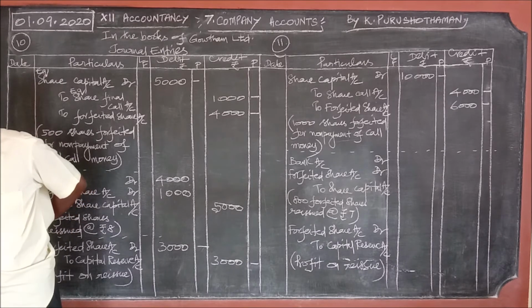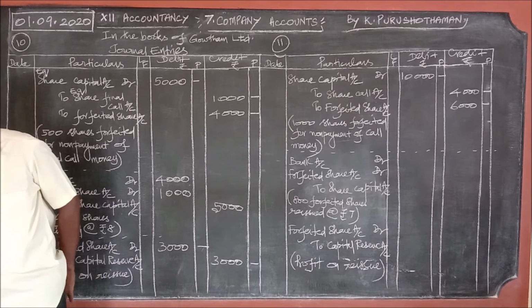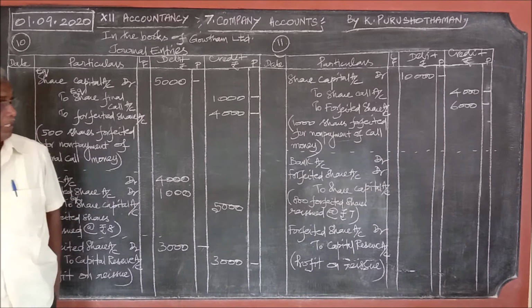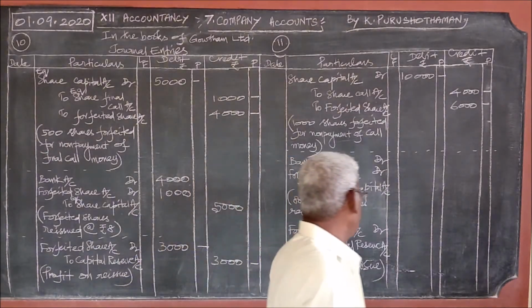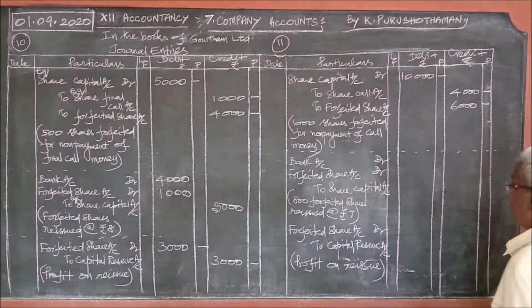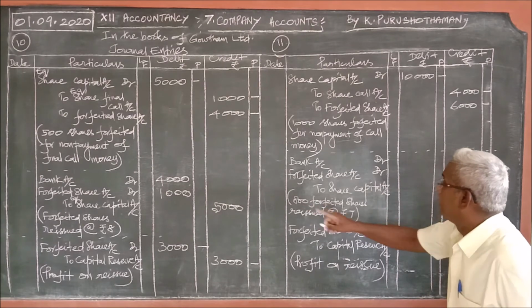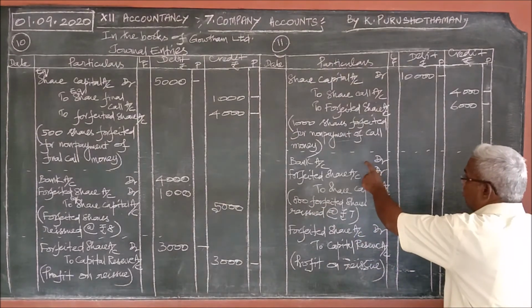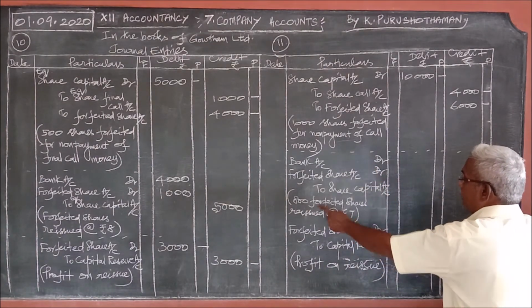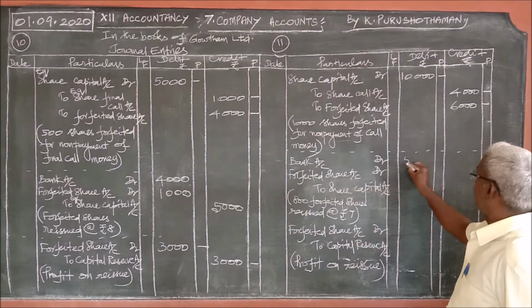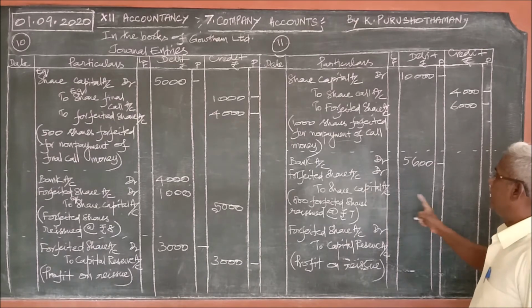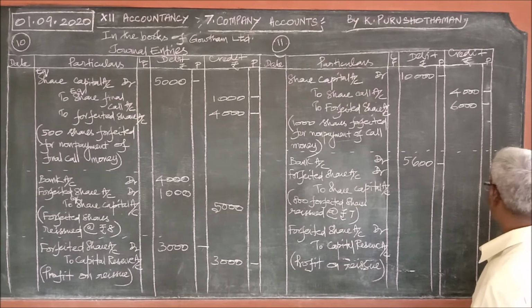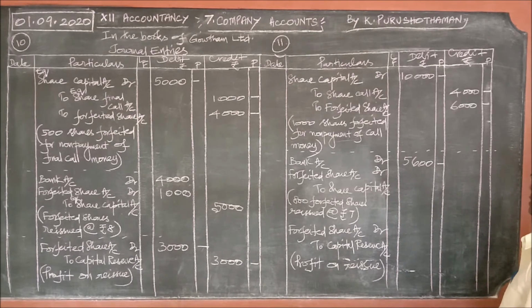How many shares were reissued? 800 shares were reissued at the rate of rupees 7. So 800 shares at the rate of rupees 7. 7 into 800, that amount only will come to bank. Therefore 7 into 800, 5,600. But what should be the share capital? Here it is very, very important. It is the place where you will commit the mistake.